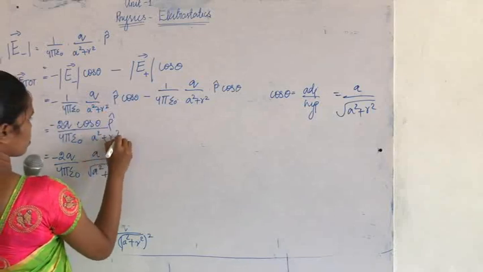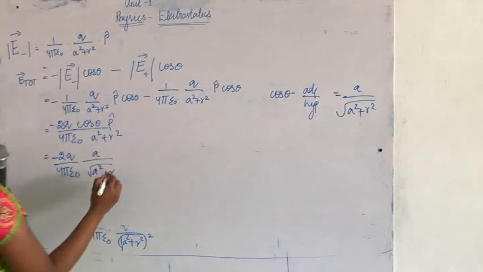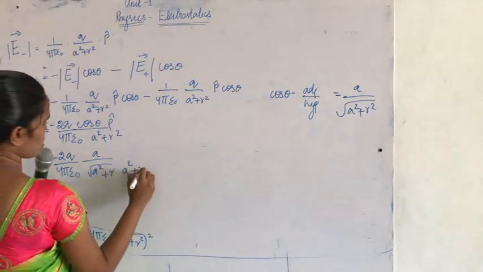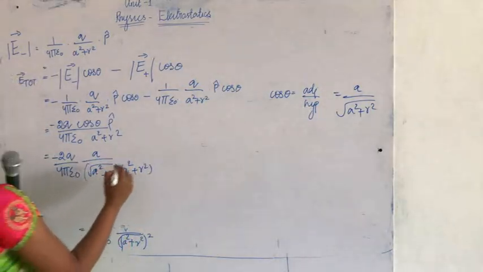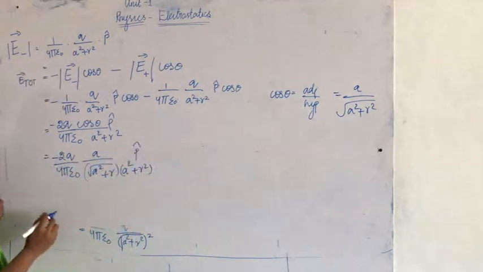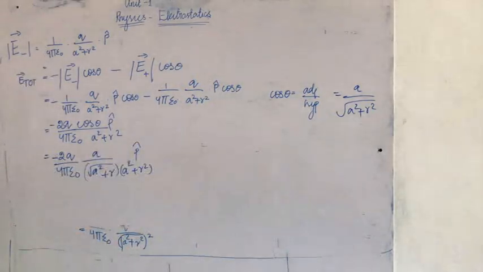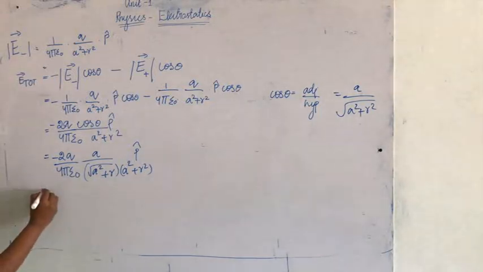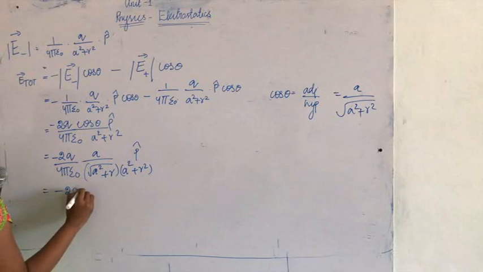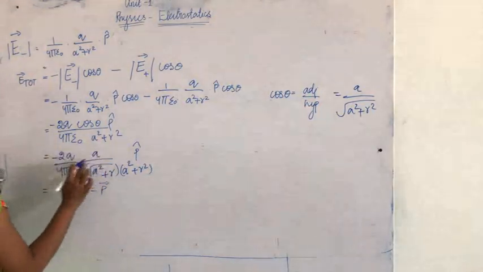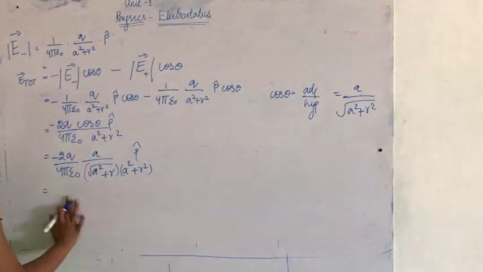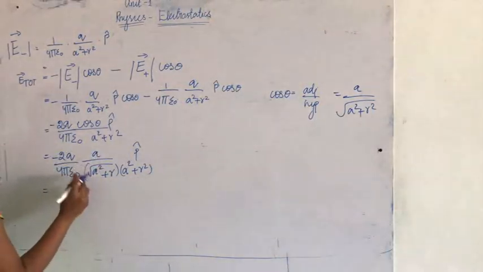A square plus r square. Okay, sorry, I have not written here. Again, a square plus r square, E by to e cap. Right. Minus 2qa is converted into p vector. Okay? P vector.